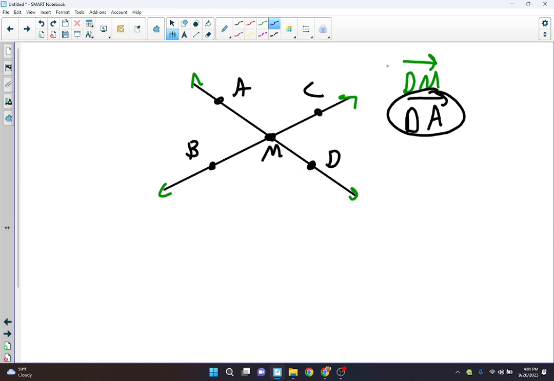All right. If I ask you, give me a name of opposite rays, what could be one answer? MB and MC. Good. Those are opposite rays. Remember, opposite rays go opposite directions, okay? So MD and MA would be opposite. MD, MA is also an opposite ray.